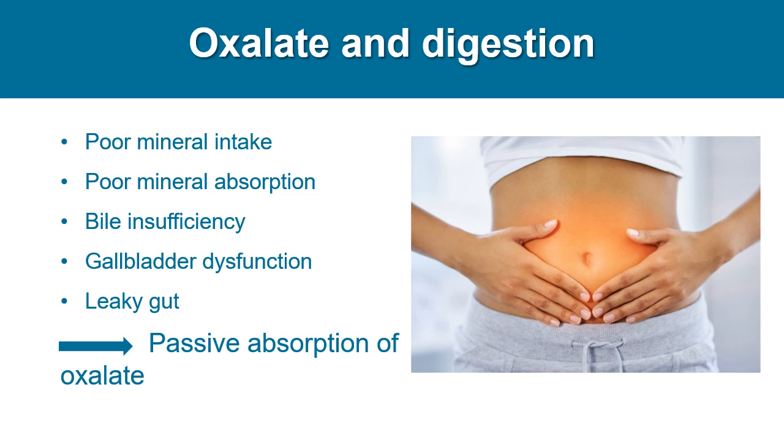So we do see gallbladder issues. Maybe there's a gallbladder removed. A lot of people do remove their gallbladders. It could be just gallbladder dysfunction. It can be inflammation of the gallbladder, or poor digestion, which then will allow you to absorb way more oxalate than you should.